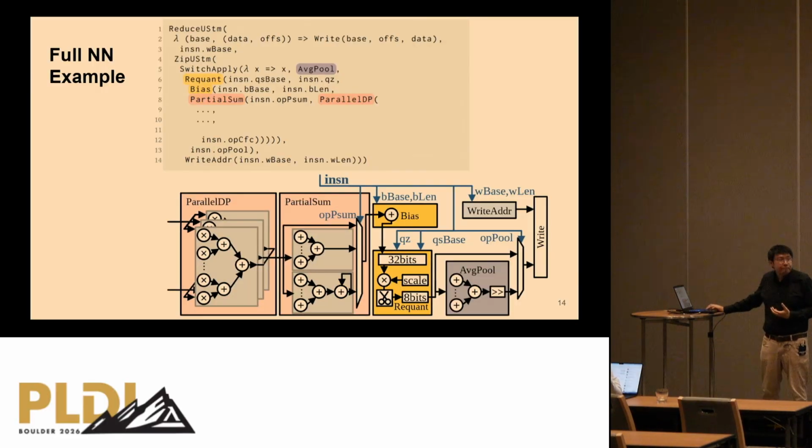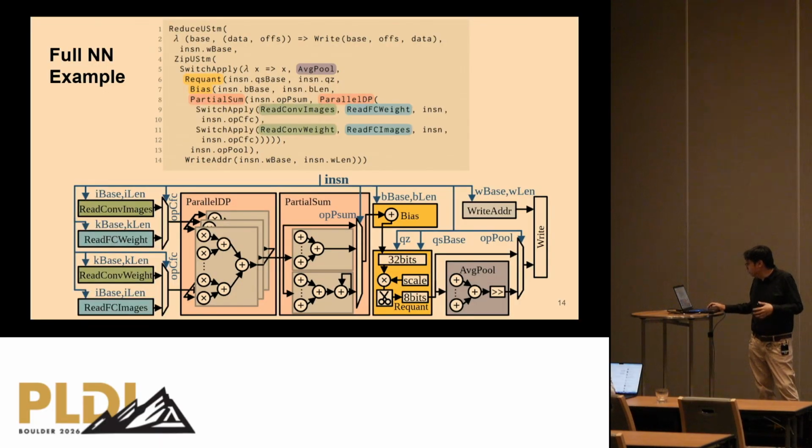And then we have the main computation. Because convolution and the fully connected layer can be decomposed into a dot product, we have a dot product unit, and then partial sums. If the layer is too large, we need to tile it. And then we have the component to generate the addresses to read the data for image and weights for convolution, and the same for the fully connected layer.